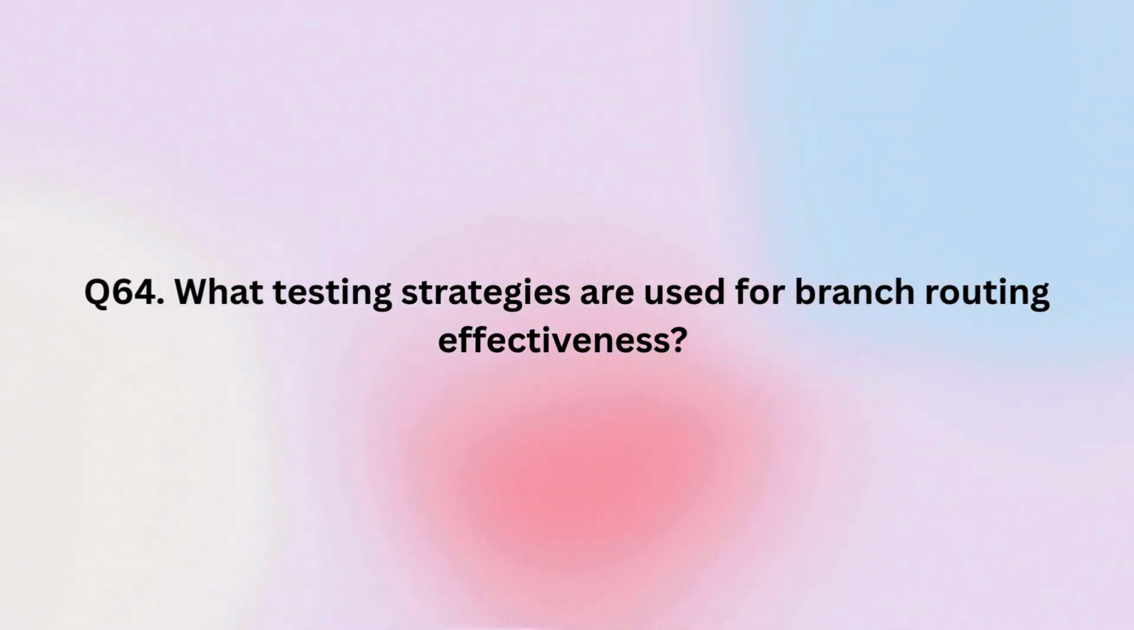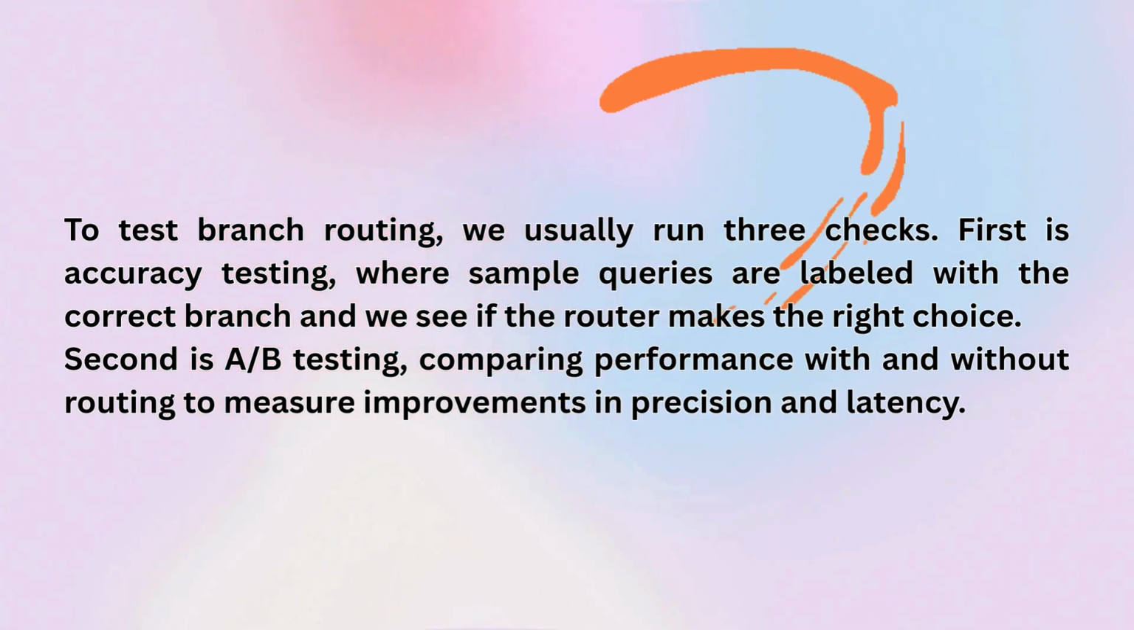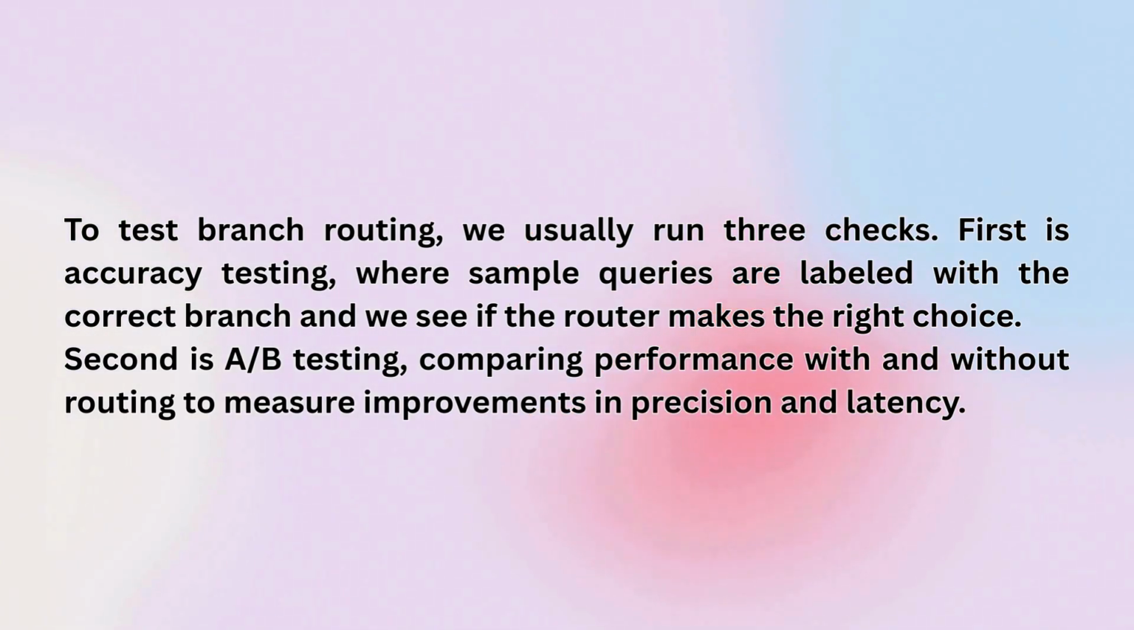What testing strategies are used for branch routing effectiveness? To test branch routing, we usually run 3 checks. First is accuracy testing, where sample queries are labeled with the correct branch, and we see if the router makes the right choice. Second is A/B testing, comparing performance with and without routing to measure improvements in precision and latency.